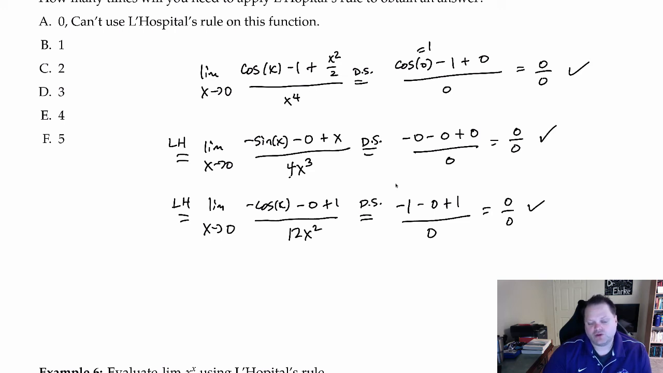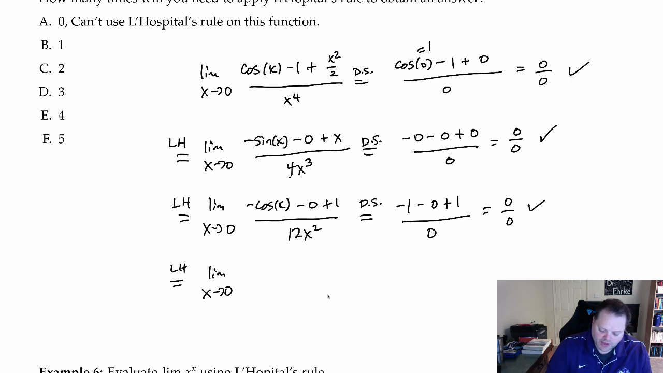But here we do sense a resolution is at hand because the denominator is getting smaller each time we do this. If we were to take L'Hopital's rule again, it'd be 24x. And if we do it one more time after that, it would just be 24, which means we won't have a 0 in the denominator anymore. So there's light at the end of this tunnel, so I'm going to keep going.